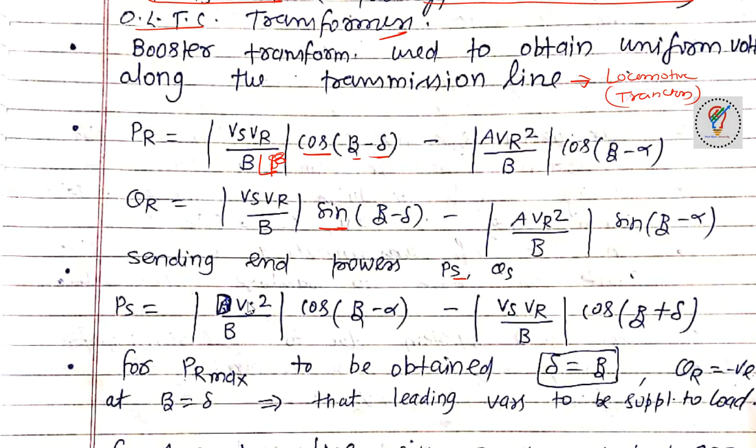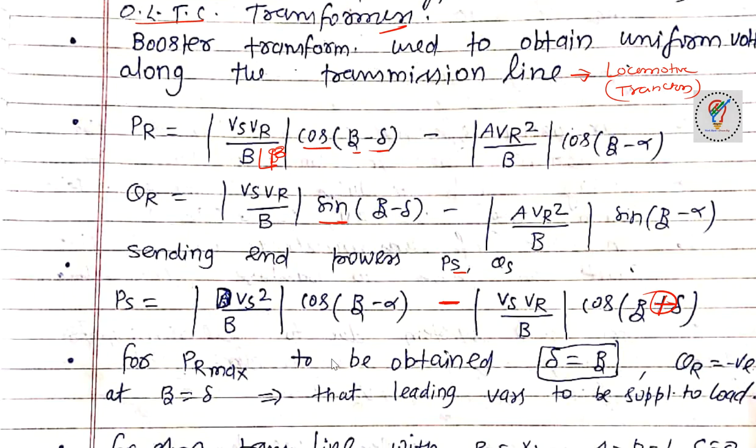Here we have A, here it becomes D, and VR square becomes VS square by B into cos(beta minus alpha), minus VS VR by B into cos(beta plus delta). Here we have a minus sign, just remember, and here we have a plus sign. Just focus on these formulas.